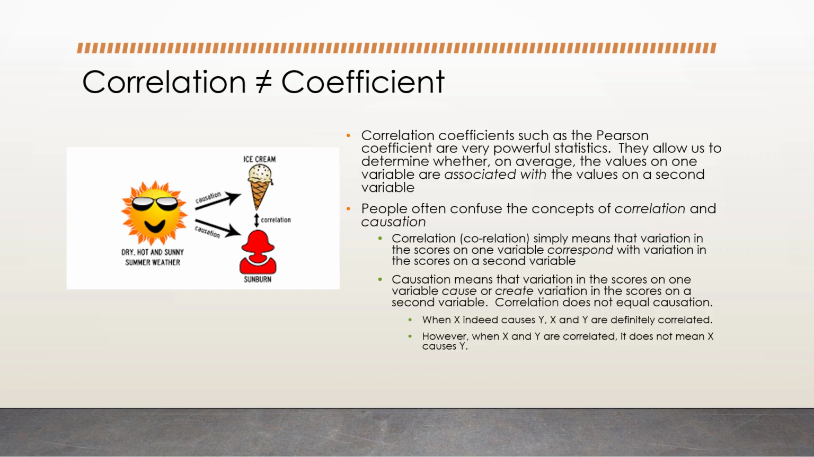Correlation coefficients allow us to determine whether, on average, the values on one variable are associated with the values on the second variable. However, do not confuse correlation with causation. Correlation simply means that variation in the scores on one variable corresponds with variations in the scores on the second variable. Causation, on the other hand, means that variation in one variable causes or creates variation in the other. While causation implies correlation, correlation does not imply causation.